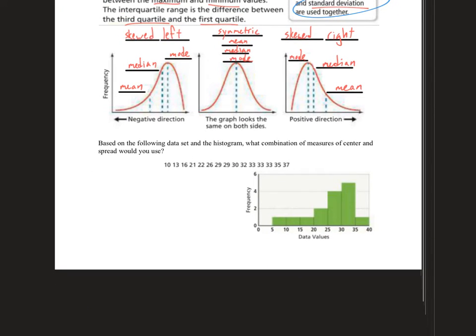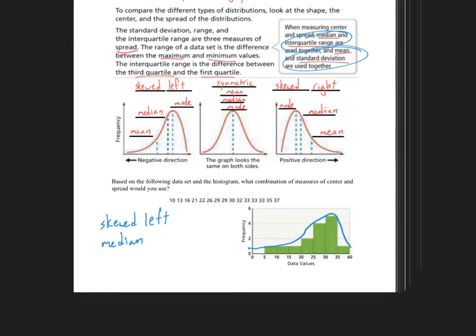So if we look at this one down here, there's the data set, and the histogram has been created for you. So we can see that this would follow this type of distribution. That's a lovely drawing right there. So we have to decide if this is skewed right, skewed left, or symmetric. So the tail is on the left, so this one is skewed left. So remember, if it's skewed left, the median is the best measurement of the center, and then the best measurement of spread is the interquartile range.